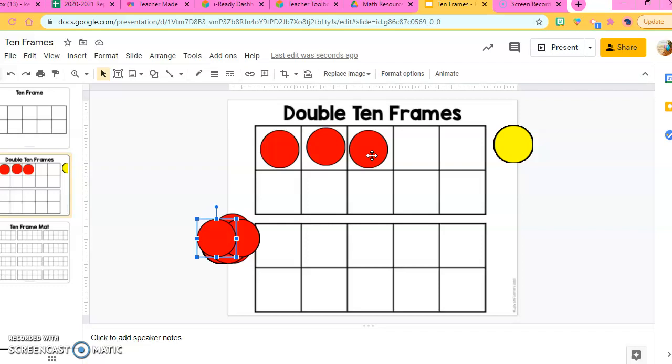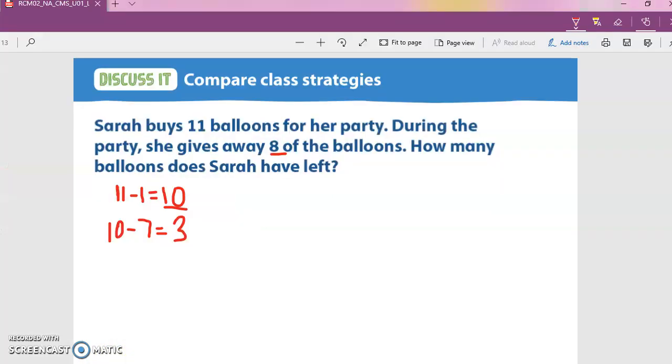You could also count back. So if you start at 11 and you say, okay, 11, 10, hold up your first finger, 9, hold up your second finger, 8, hold up your third finger. You needed to go back until you got to this number. I said 11, 10, 9, 8. I got to 8. How many fingers are you holding up? You should only be holding up 3 fingers.